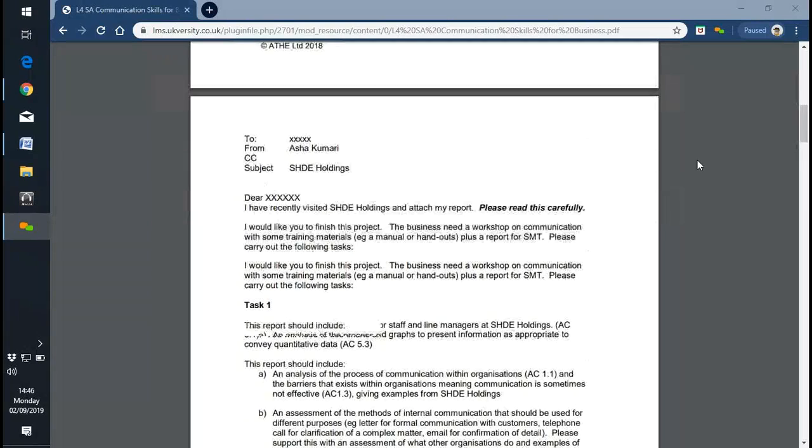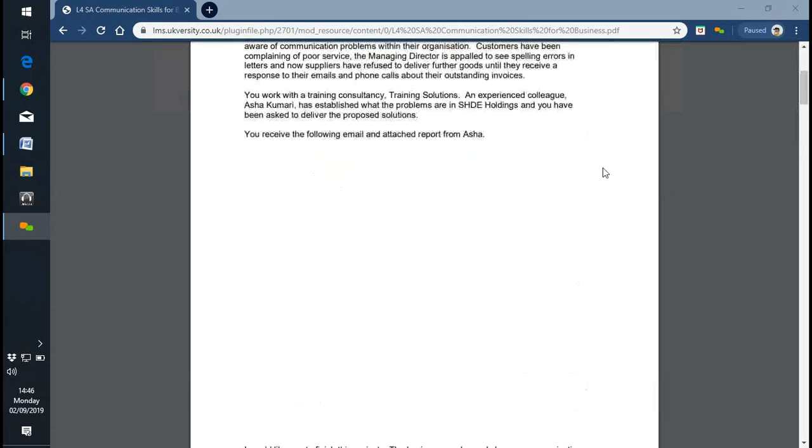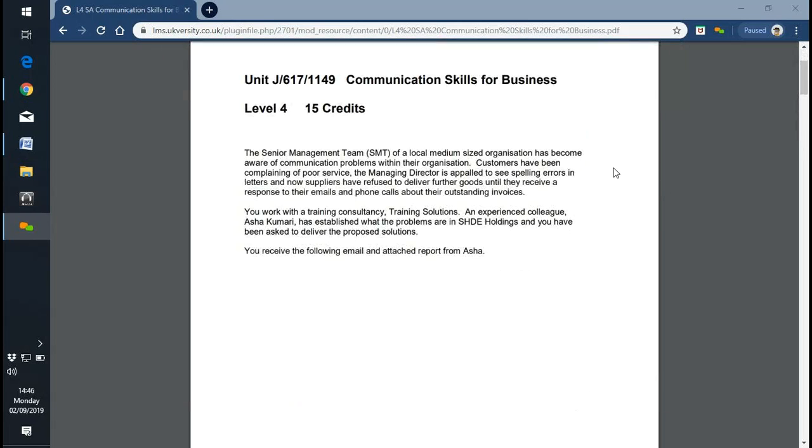Okay, now what you've got is a scenario, and it asks you to do certain things. It says basically from the start, the senior management team of a local medium-sized organisation has become aware that the communication problems are within the company. Customers have been complaining of poor service, the managing director is appalled, and they're looking to find ways of improving.